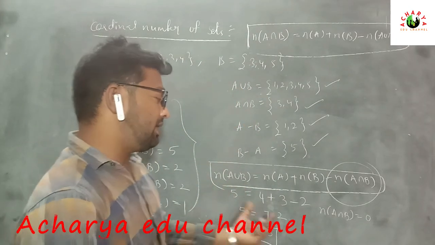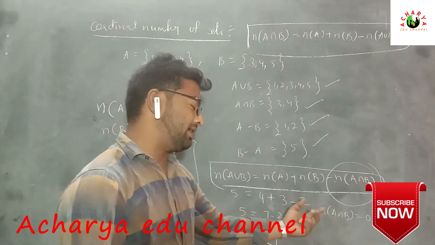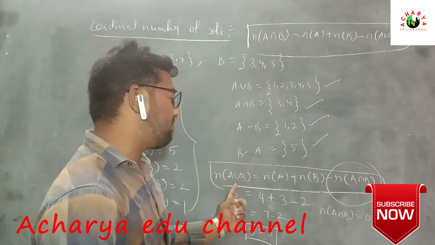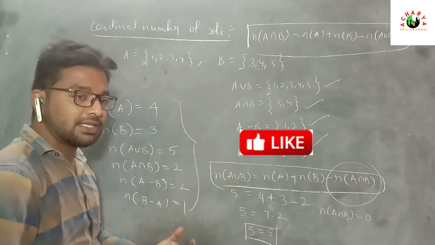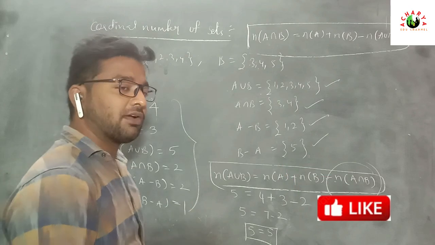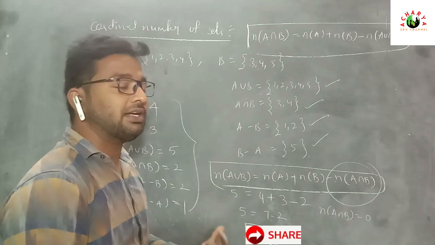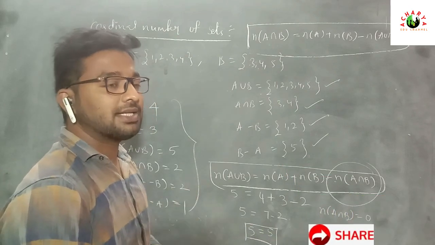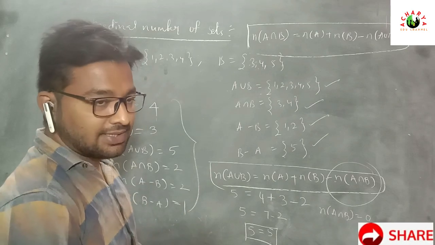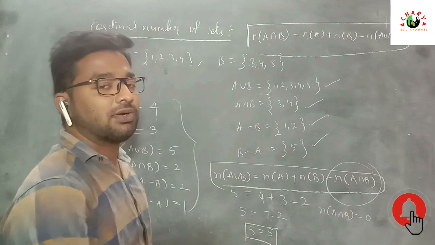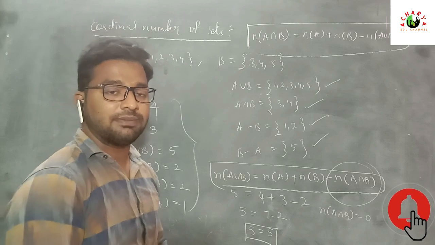When we are working with disjoint sets, we use this formula: n of A union B is equal to n of A plus n of B. Why? Because A intersection B is the null set. There are no elements in the null set, so n of A intersection B is equal to 0. Okay, thank you.